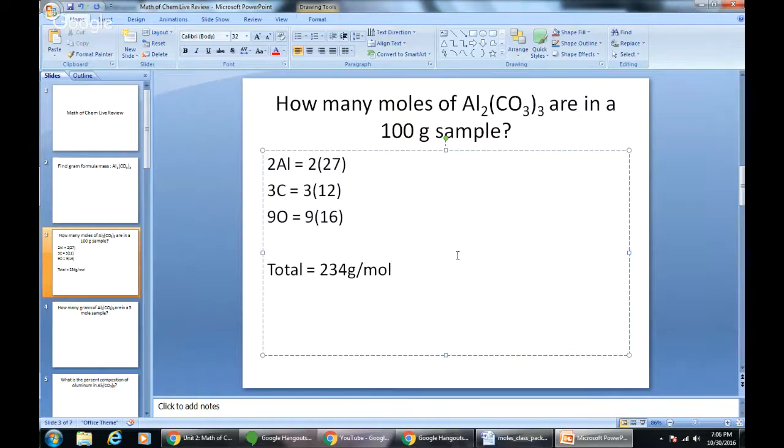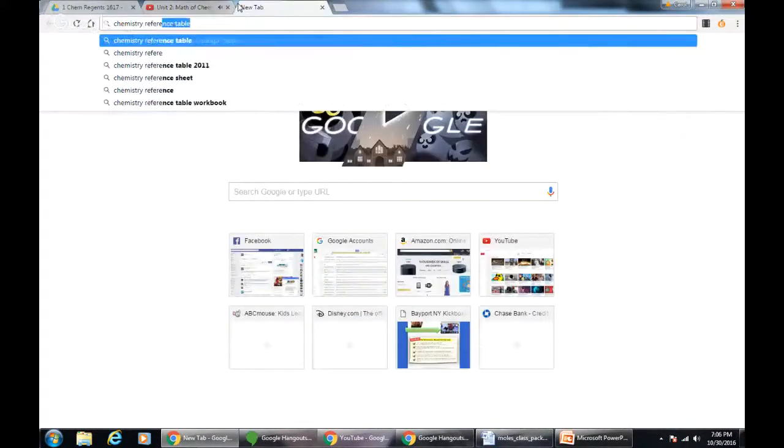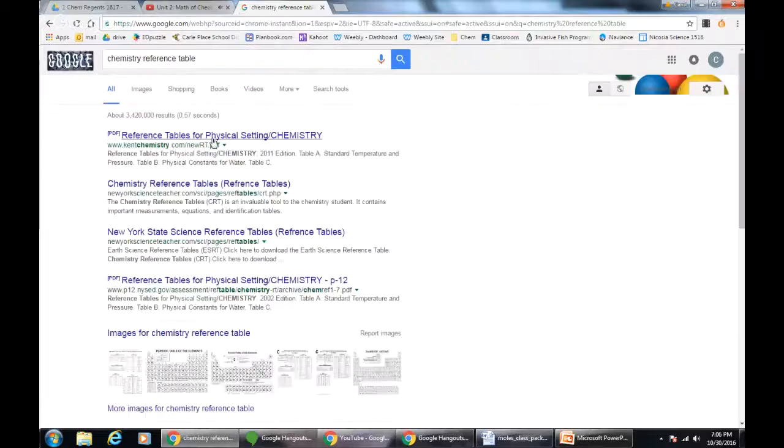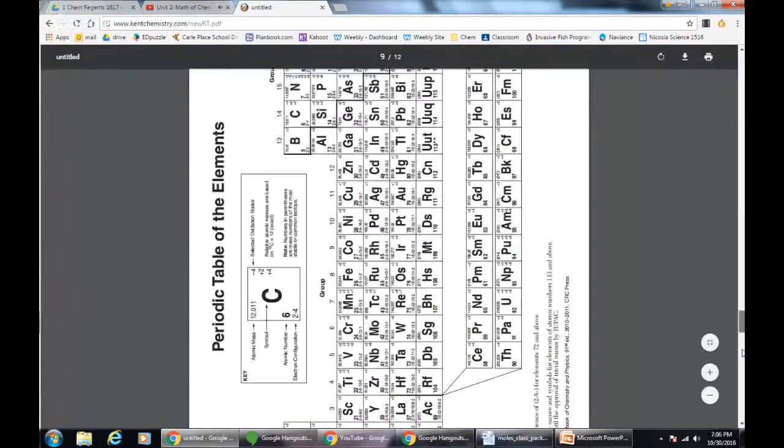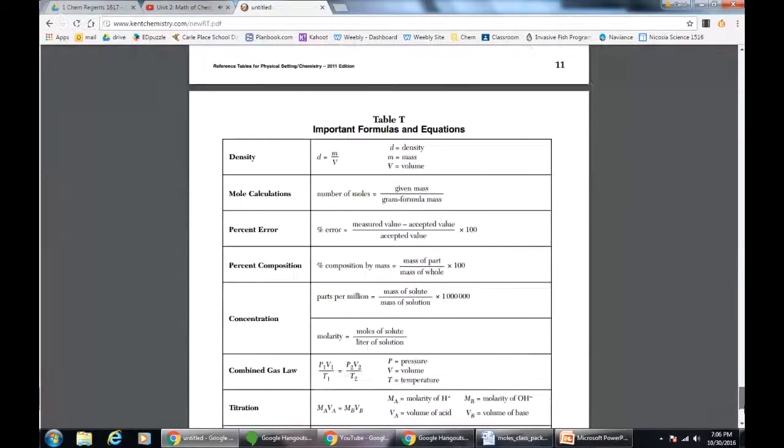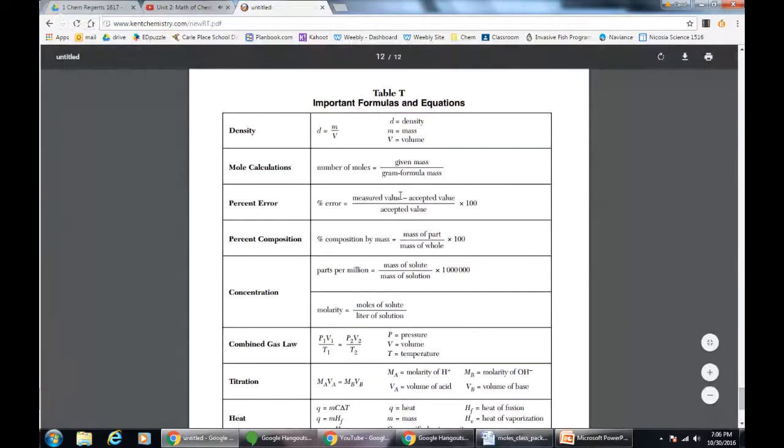Okay. Now, they're asking you how many moles of aluminum carbonate you have. So you have to use a mole formula. Okay, and let me bring that up for you. Okay, so all of our formulas are on the last table T in our reference table. Mole calculation, number of moles is given mass over gram formula mass.